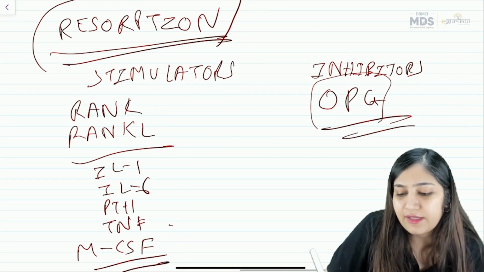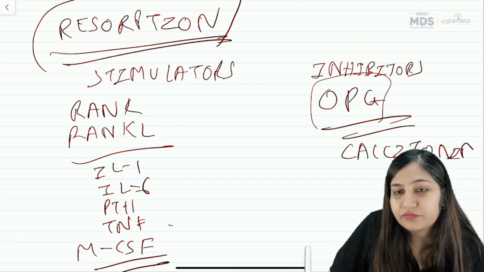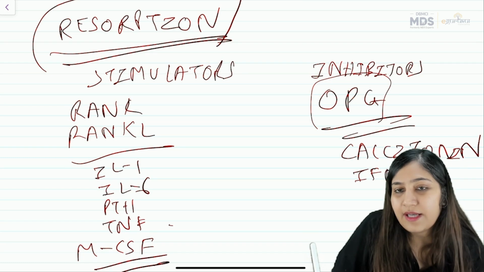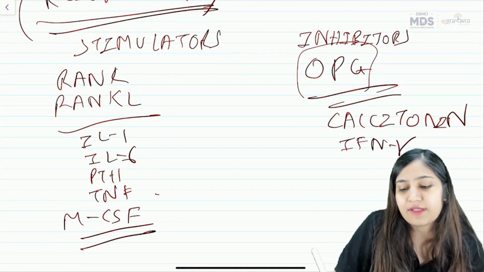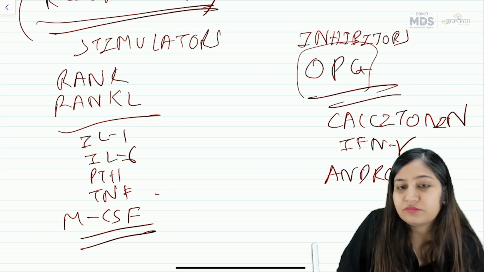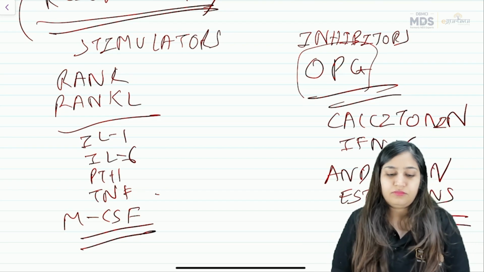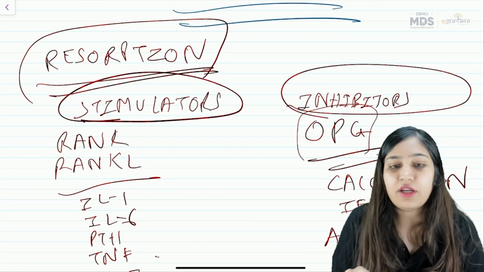This OPG combining with RANKL inhibits the resorption, right? As we had seen. Calcitonin, IFN gamma, that is interferon gamma, androgen, estrogen. So these are the stimulators as well as inhibitors for bone resorption.